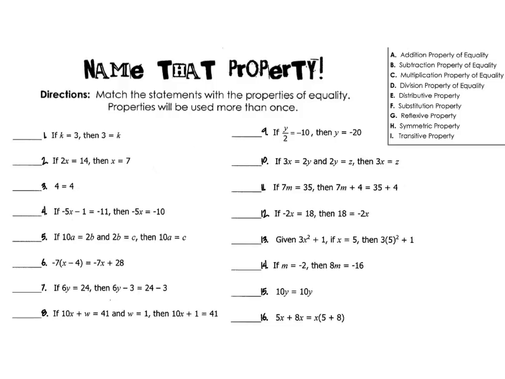So what I want you to do is, on the final side of your notes, you have this worksheet that says name that property. And what I want you to do is get some practice with identifying which property you're using. So you're going to match the statements with the properties of equalities, and just so you know, some properties will be used more than once.